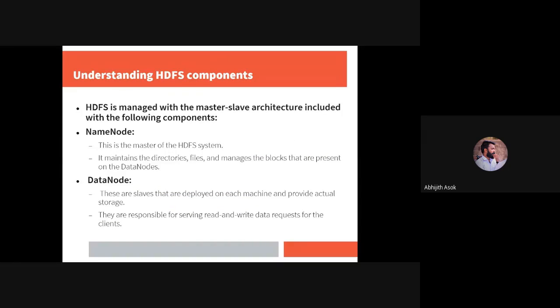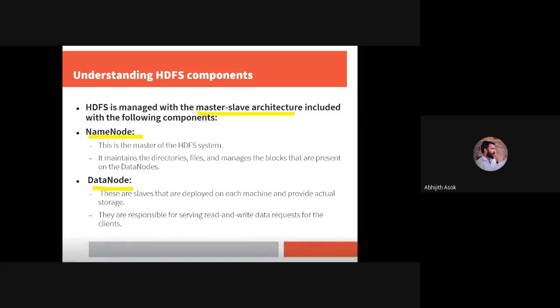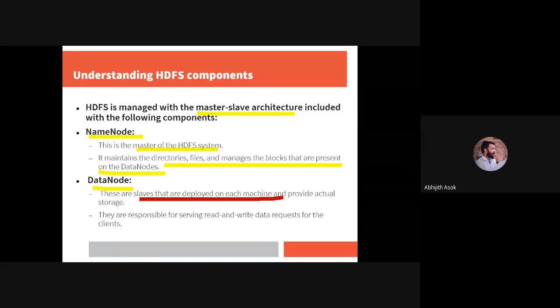Understanding HDFS components. HDFS is managed with a master-slave architecture with the components name node and data node. The name node is the master of the HDFS system. It maintains directories and files and manages the blocks that are present on the data nodes. Data nodes are the slaves on each machine and provide the actual storage. They are responsible for read and write data requests from the clients.